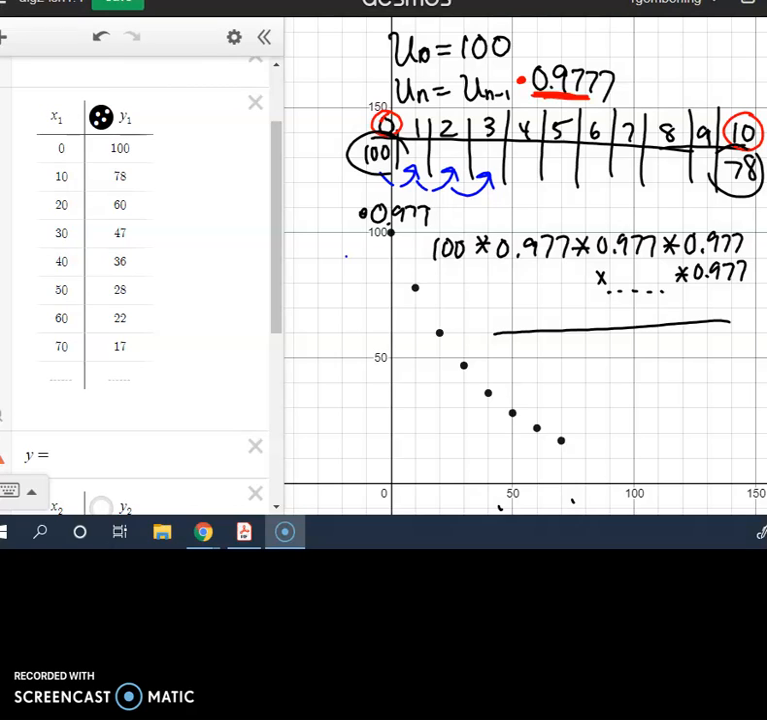So hopefully you decided that a repeated multiplication problem can be rewritten as an exponent problem. So we're starting at 100. We're multiplying by 0.977 10 times. We could rewrite this as 100 times 0.977 to the 10th power. And if I put it in the calculator, we end up with 92.240. So we are a little high, because we want 78.